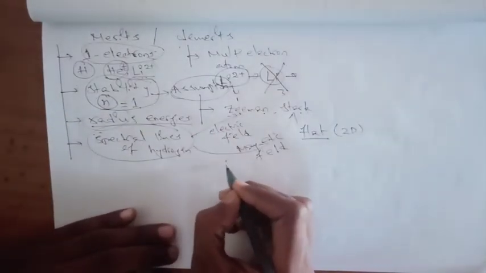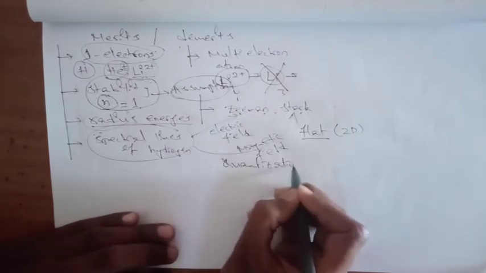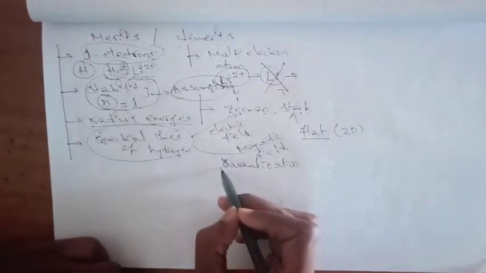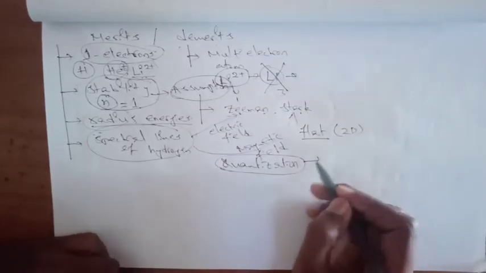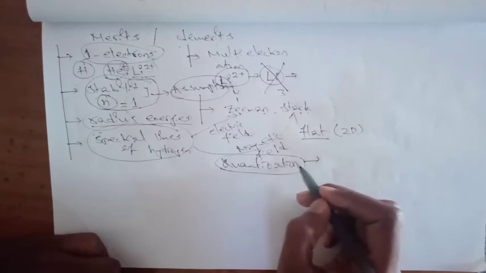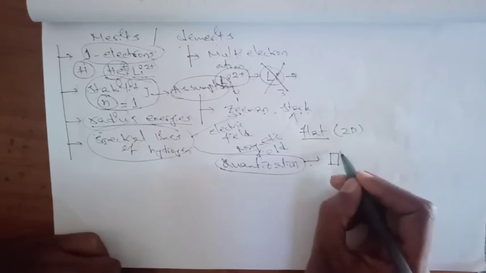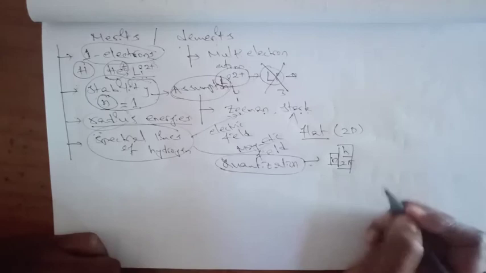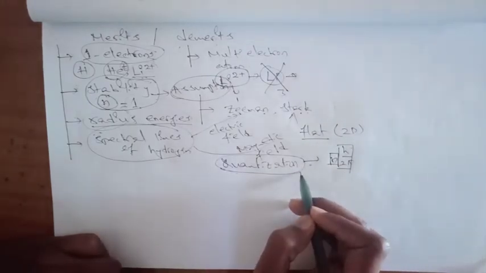And the next thing is quantization. Quantization is a limitation of the Bohr atomic model. There is no specific reason to validate the quantization concept. Why do we have to take integer multiples of h by 2 pi? Why it is like so, Bohr's model is unable to explain.